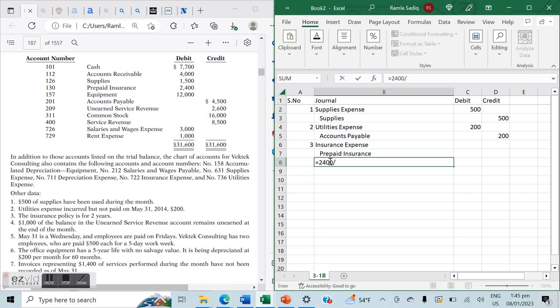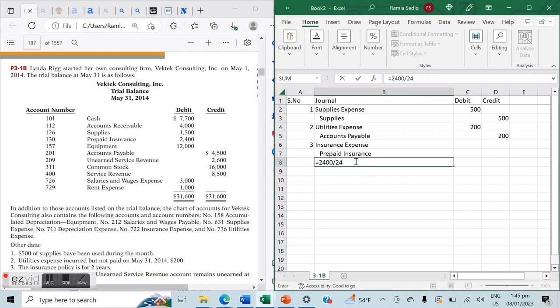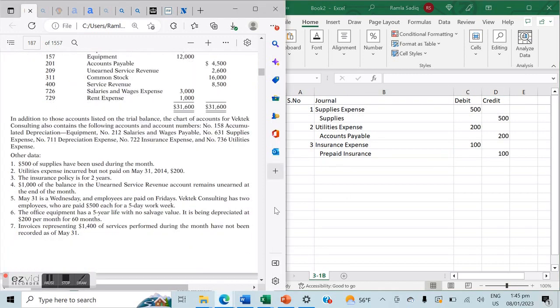So essentially, we're saying that the $2,400 is to be divided by 24 months. And we know that we have to use 24 months because when we saw the question indicated the start of the company on May 1st, and this trial balance is on May 31st. So we're only looking at 1 month of adjustments. So to ensure that we only account for 1 month of adjustments, we are going to put in $100 in our insurance expense and our prepaid insurance. So $100 to be debited and $100 to be credited there.